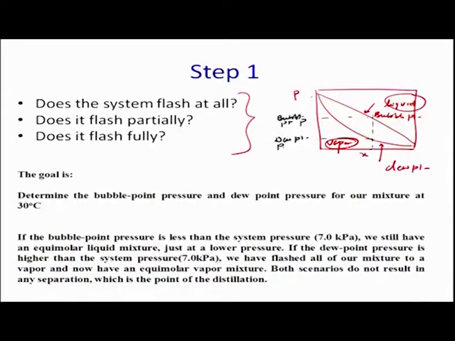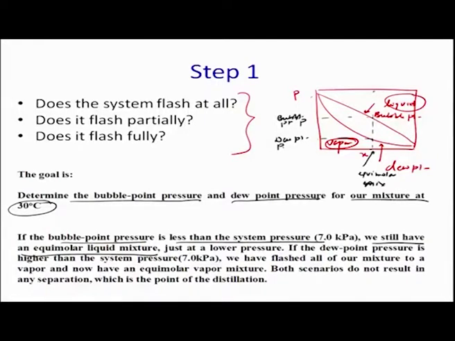So, this is the first step to identify how we are going to solve this problem: first determine the bubble point pressure and dew point pressure for our mixture at 30 degrees Celsius. If the bubble point pressure is less than the system pressure, somewhere here, we still have an equimolar liquid mixture. To understand, let us assume that you are here initially, and finally you keep the composition fixed. If you are only changing the pressure, and the final system pressure is more than the bubble point pressure, then you will have a liquid mixture, but at a different, lower pressure.